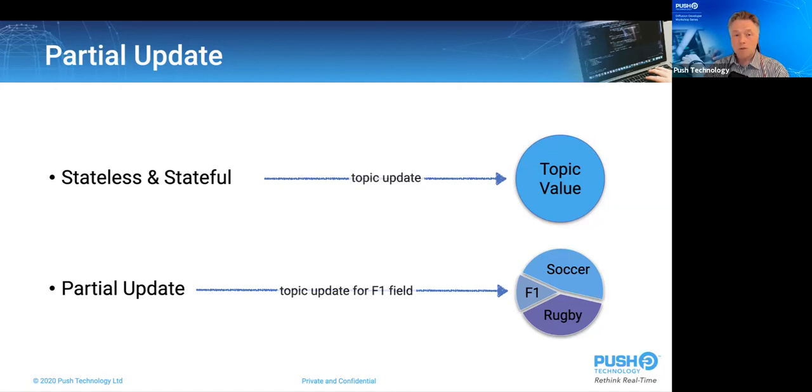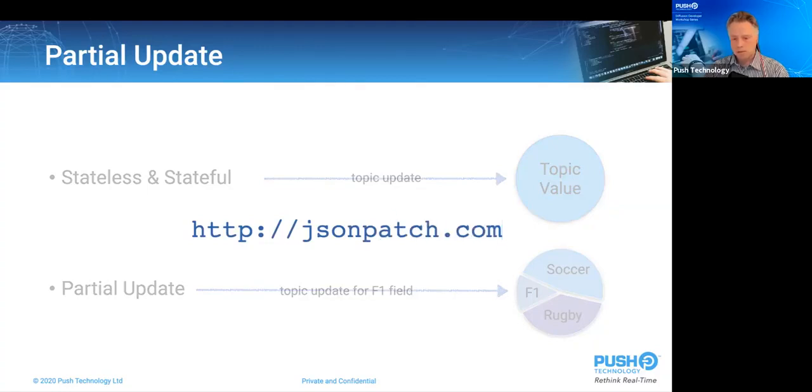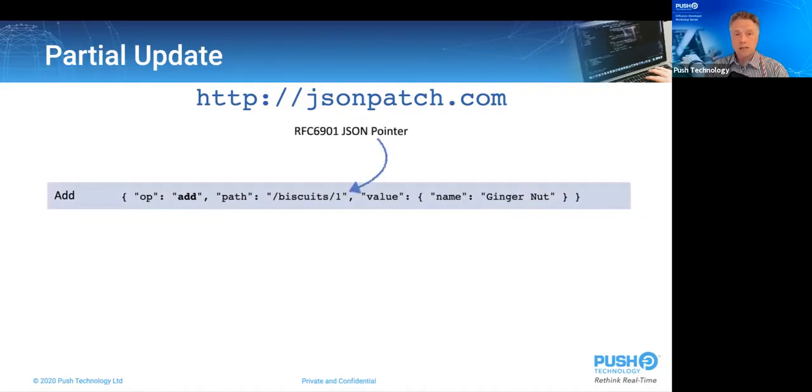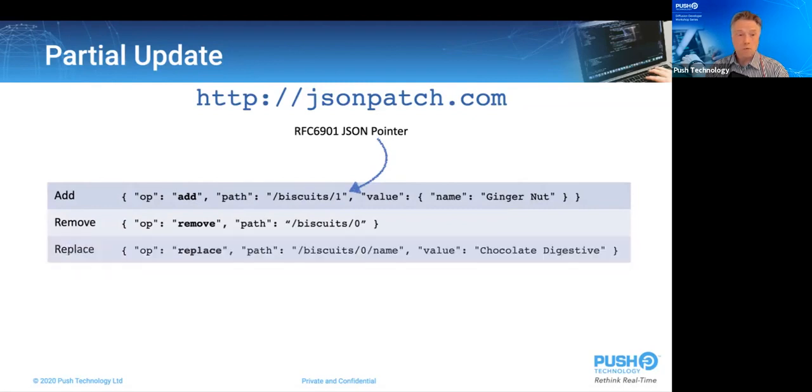Partial update can be used only with JSON topics and follows the JSON patch standard, which we're going to dip into a little now. The identifying characteristic of partial update is that instead of sending a completely new value, we send patch instructions to the server. For example, to insert a new value before the second element of the biscuits array, we could use this JSON patch. This will remove the first element of the biscuits array altogether. The replace operation will, in this case, replace the value of the name field of the first element of the biscuits array with chocolate digestive.